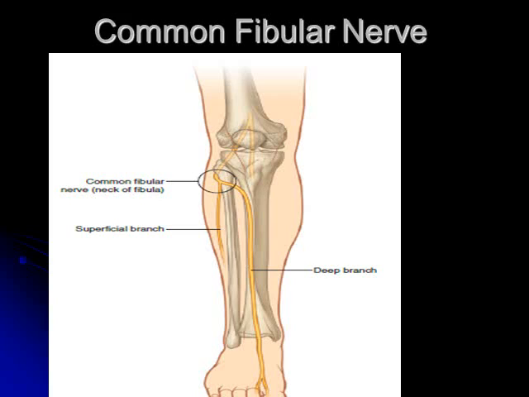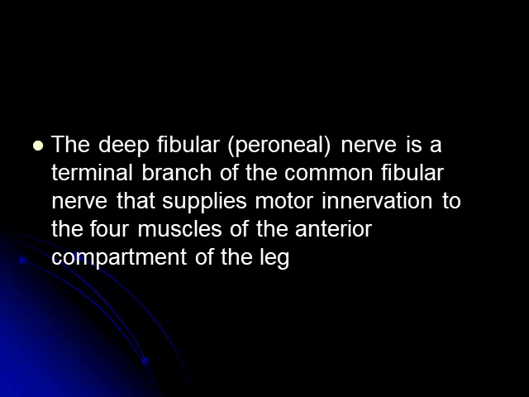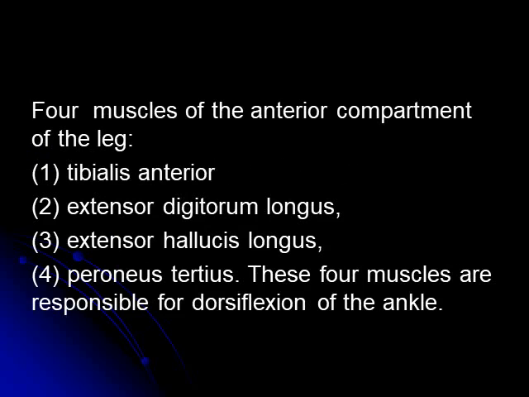From the lateral side of the neck of the fibula, the common peroneal nerve divides into the deep peroneal nerve and the superficial peroneal nerve, which supplies the lateral compartment of the leg. The deep peroneal nerve supplies the anterior compartment of the leg. It is a terminal branch of the common fibular nerve that supplies the motor innervation to the four muscles of the anterior compartment of the leg. The four muscles are tibialis anterior, extensor digitorum longus, extensor hallucis longus and peroneus tertius.